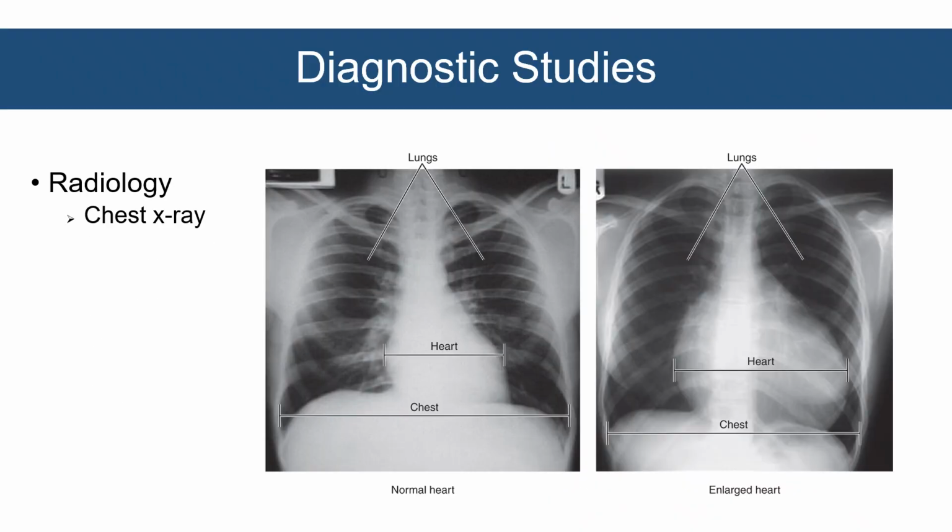The next diagnostic study that we can use for a patient with cardiovascular disease or chest pain or suspected MI would be a chest x-ray. A chest x-ray is very common, it's inexpensive, and most hospitals, if not all hospitals, have the ability to take an x-ray like this.